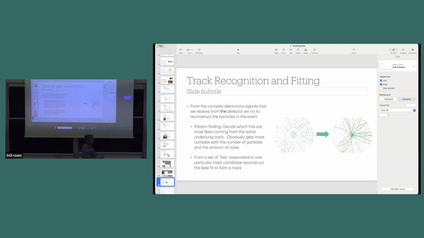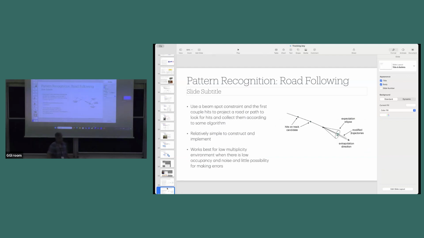So then once you've decided that you have a set of hits that you want to associate to a particular track, you have to figure out some way to estimate the track parameters from that set of hits. In general, this is divided into two components: one is pattern recognition, and the second we'll call track fitting. We'll just deal with the simplest possible ones today. One is basically a road following technique, which is that the particles you're interested in come from the primary vertex, from the center of the detector.